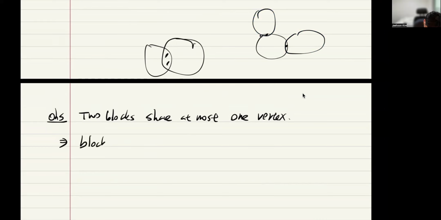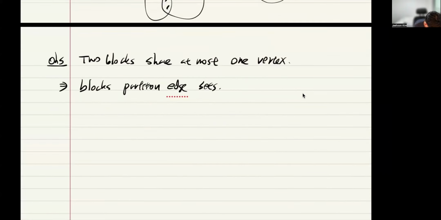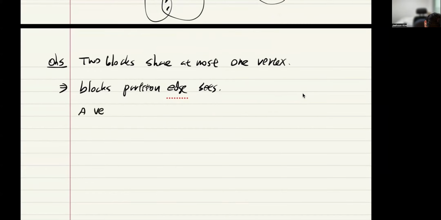So blocks partition edges. All edges belong to one block, and it belongs to only one block. Any edge belongs to exactly one block. There are no cases where one edge belongs to multiple blocks. And also, a vertex shared by two blocks are cut vertices.